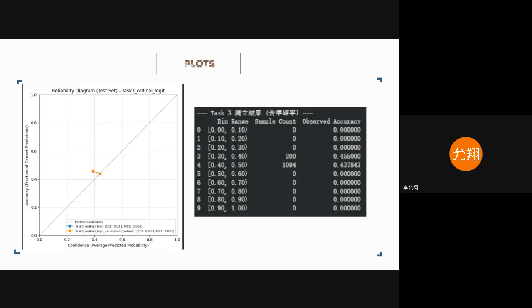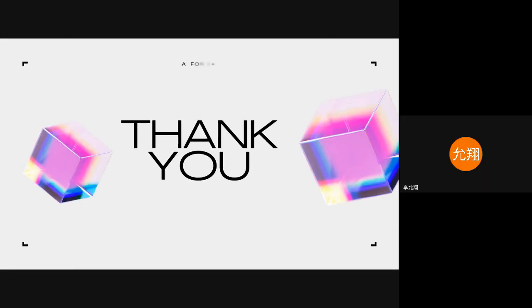Unlike the former models, tasks 1 and 2, which fill several bins, this model produces only about 2 points. This means that almost all top-1 confidences fall within a very narrow range, roughly just above 0.4. So the model is very conservative. It almost never predicts 0.7 or 0.8 confidence. Next. So this is my part.